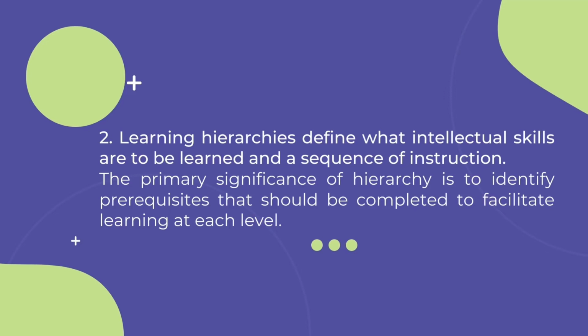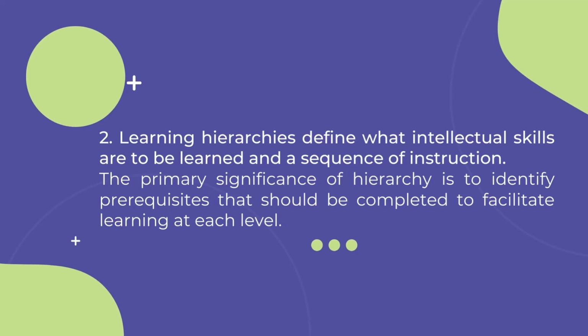Primary significance of the hierarchy is to identify prerequisites that should be completed to facilitate learning at each level. Prerequisites are identified by doing a task analysis of a learning or training task. Learning hierarchies provide a basis for the sequencing of instruction. Now let's proceed to the third Gagne principle.